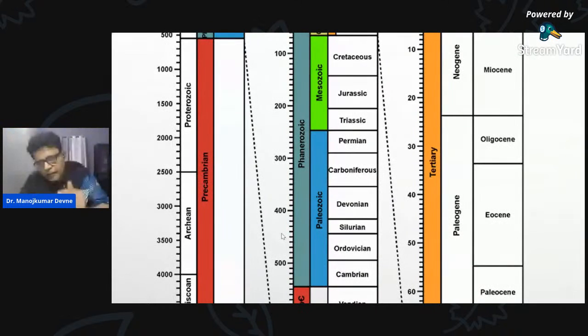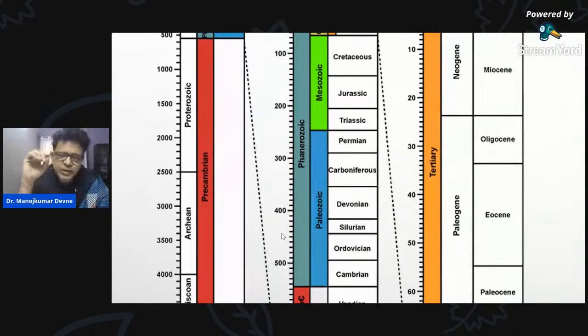Then you have the Cambrian followed by the Ordovician, then the Silurian, then the Devonian, then the Carboniferous, and then the Permian. These are called periods. There are 7 periods in the Paleozoic, and there are 3 periods in the Mesozoic.